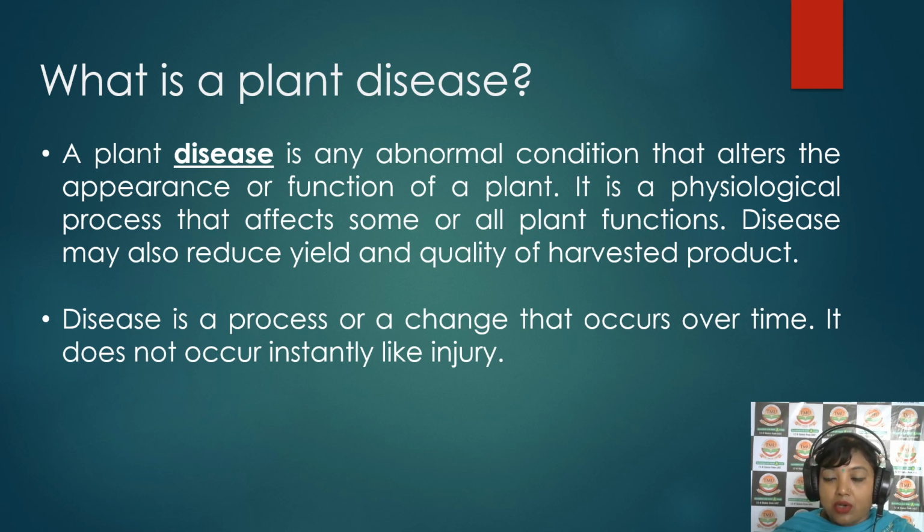So disease is a process or a change that occurs over time, and it does not occur instantly like injury. So what is disease? Any disturbance brought about by a pathogen or any environmental factor which interferes with the manufacture or the utilization of food in the plant, so that the plant body is malformed and some changes come in the appearance and yield from the normal healthy plant, comes under plant disease.